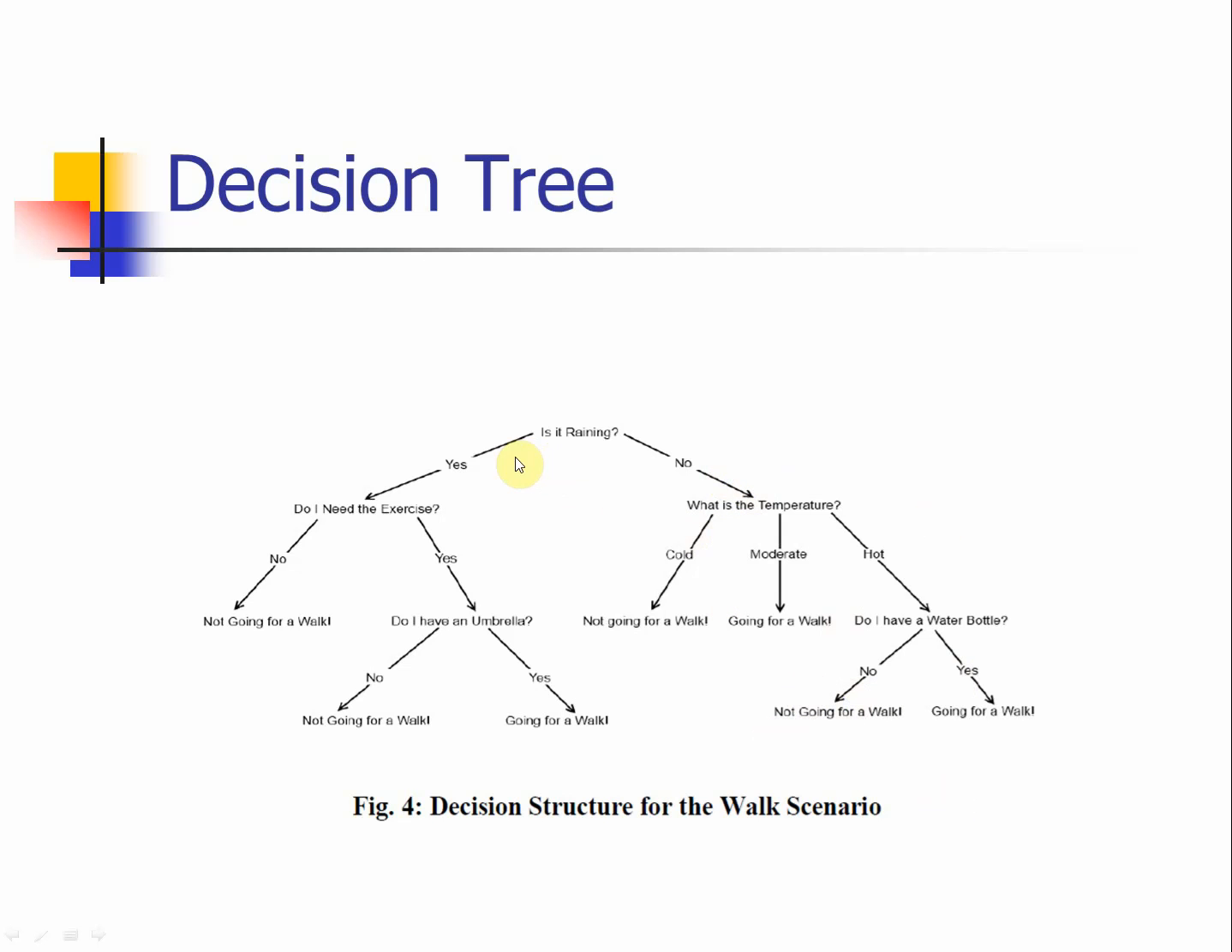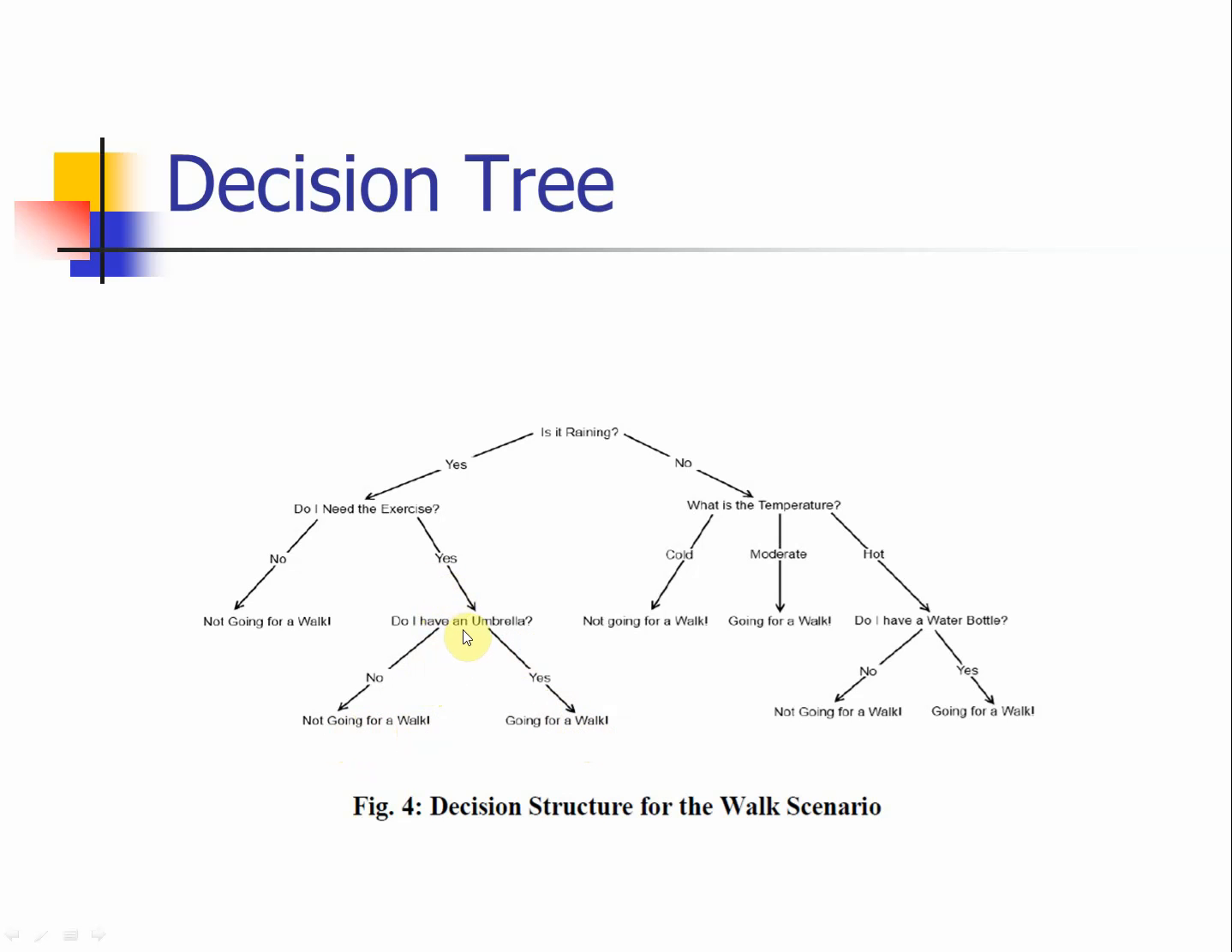So basically you can see that the attributes that we have trained on form a binary data set, yes or no. If it is raining, do I need the exercise? If no, then basically don't go for a walk. If we need to do some exercise, then ask, do I have an umbrella? If yes, then go for a walk. If no, then do not go for a walk.